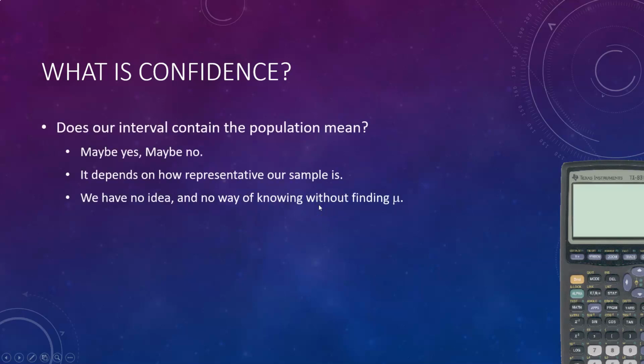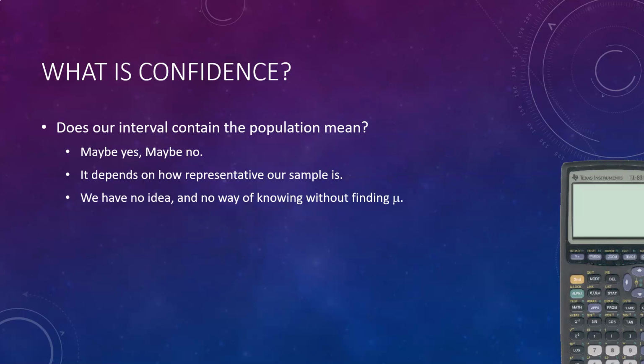Does our interval contain the mean of the population? Well, maybe it does, maybe it doesn't. I don't know. It depends on how good our sample is. And we don't know. The only way to know how good our sample is, is to know what the mean of the population is. And we just have no way of knowing. That's why we're here.